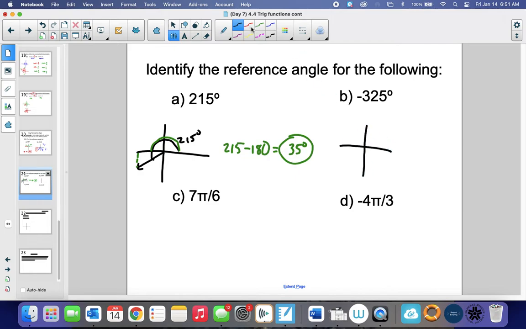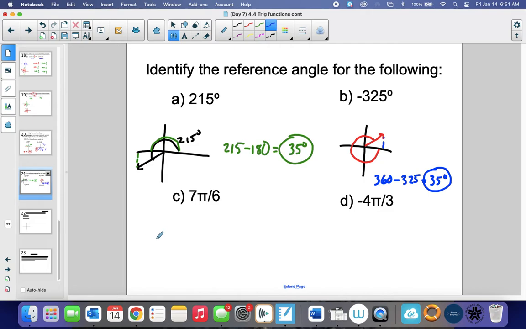For negative 325, I would go all the way around, so it would end somewhere in here. To make my reference angle, I've gone almost all the way around the circle, but I've left this piece out. A whole circle is 360, so if I do 360 minus 325, I get 35 degrees.